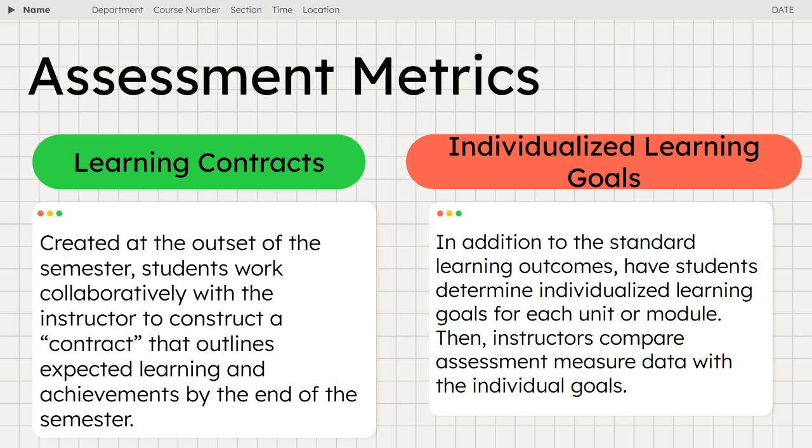The first of which is learning contracts. Created at the outset of the semester, students work collaboratively with the instructor to construct a contract that outlines expected learning and achievements by the end of the semester. Now, I want to note that these do not deviate from course learning outcomes. The outcomes stay the same. But when it comes to setting those success benchmarks, during that first or second class meeting, students get to converse with the instructor about what constitutes success and what the instructor can reasonably expect from that class.